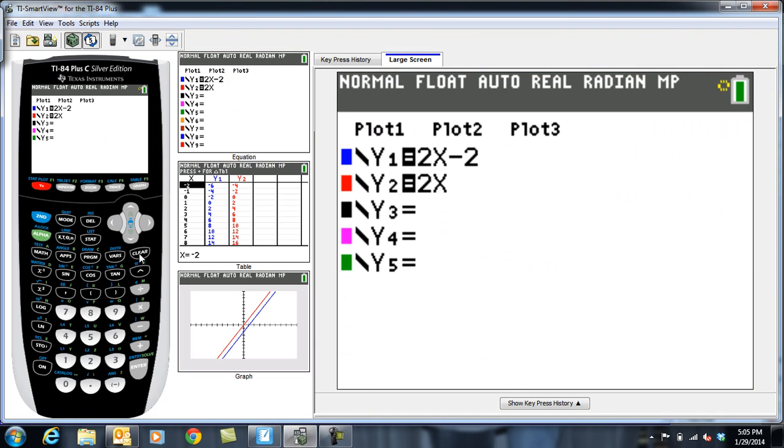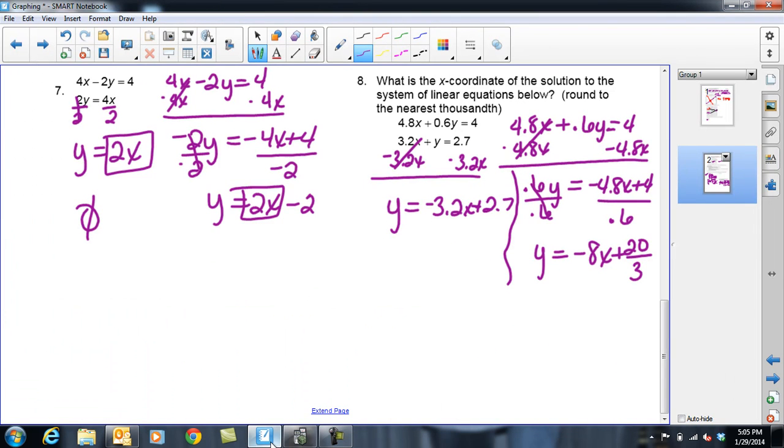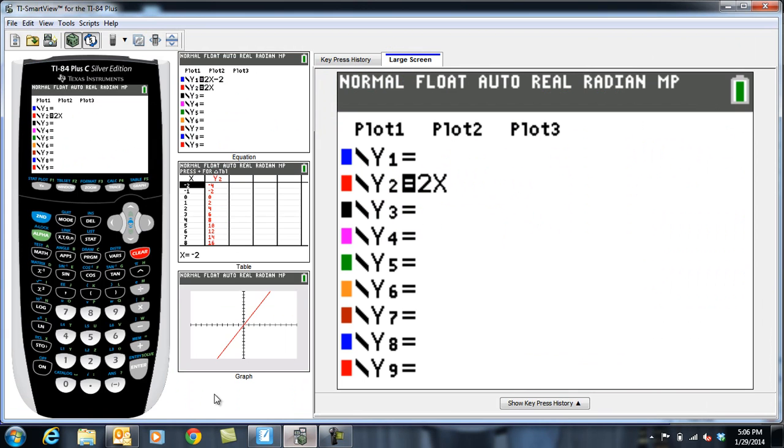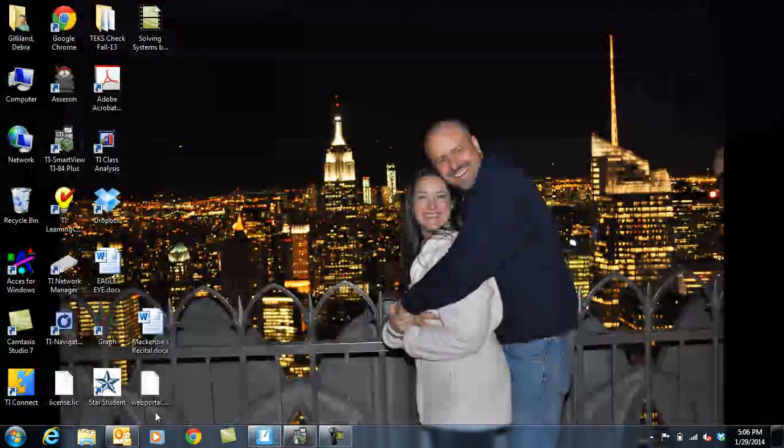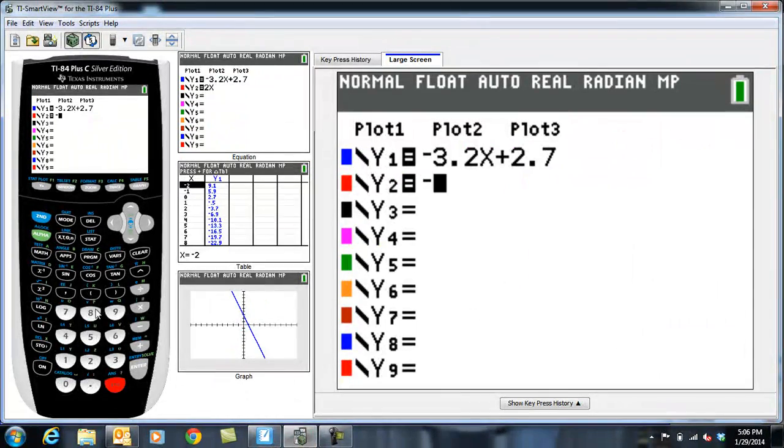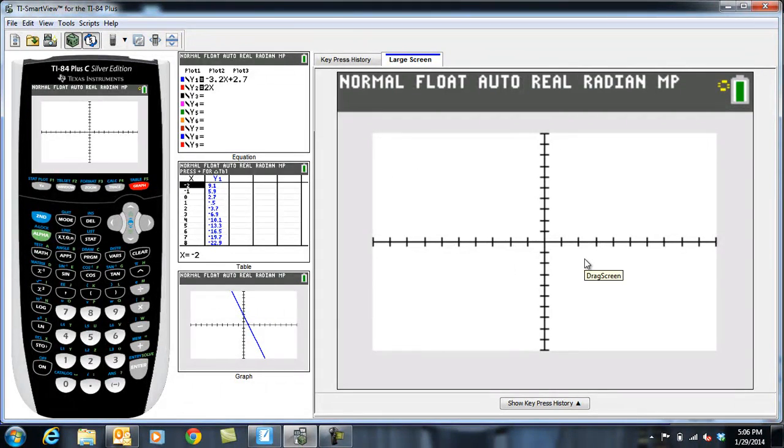So we're going to go to y equals. Our first equation was negative 3.2x plus 2.7. By the way, it doesn't matter which order you put them in as long as you just have both equations. So there's one of them. The other one is negative 8x plus 20 over 3. So I'm going to go negative 8x plus 20 divided by 3 to make the fraction. And then I'm going to graph both of those lines and look at what they look like. So here's the first one. And here's the second one. So I can see the intersection point. It shows up on my screen.